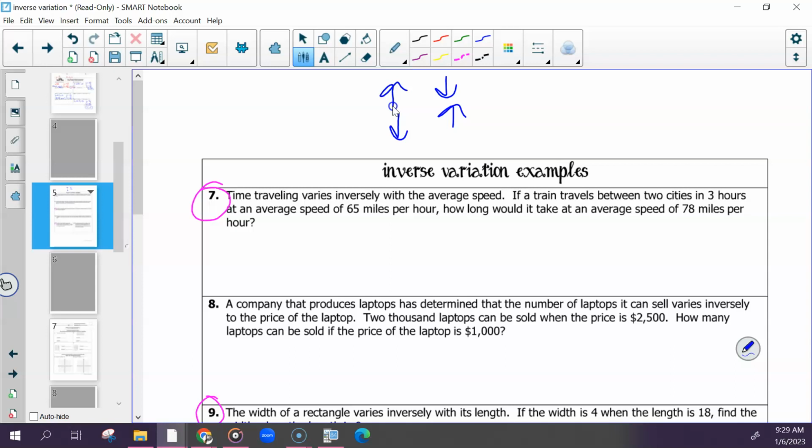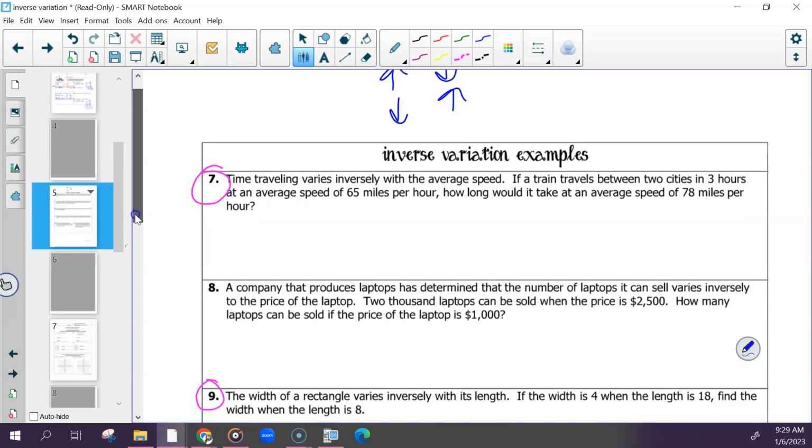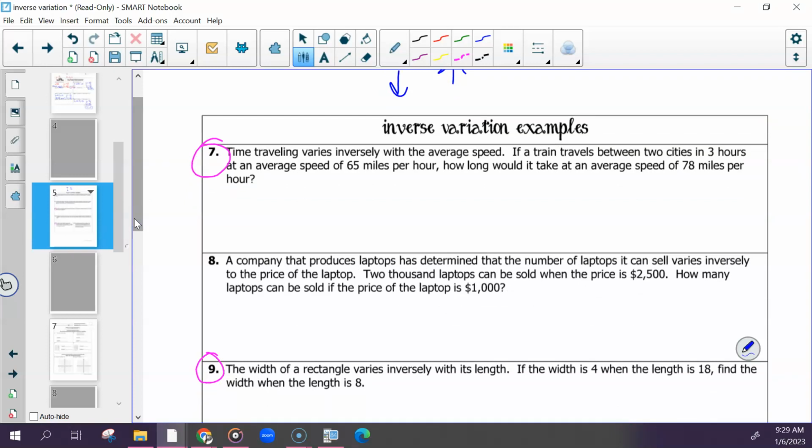The more force that's applied to something, the less time it takes to break. Stuff like that. So they're opposites. The faster you go, the less time it takes to get there, stuff like that. All right, so let's do a couple of these. Starting with 7.